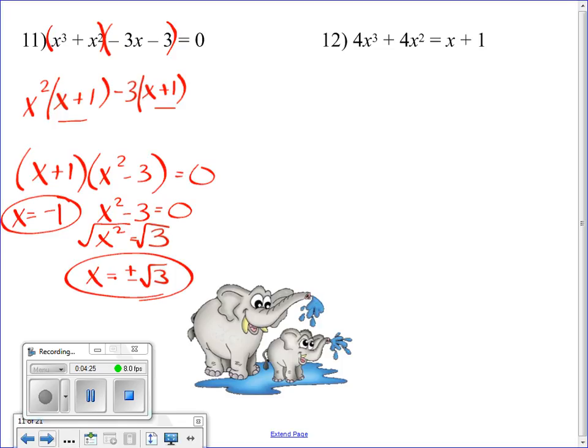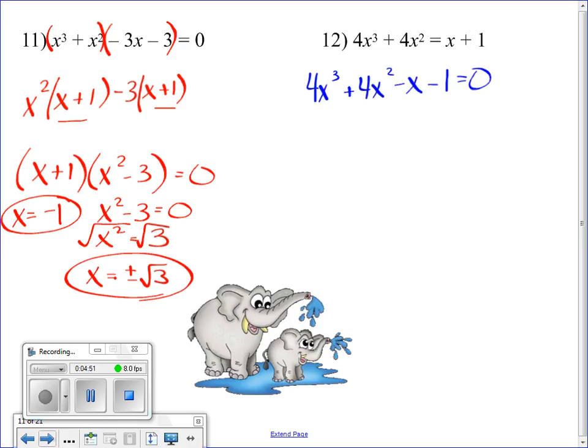All right, so number 12, what do you want to do first? Yep, move it over. It's got to be equal to 0. So 4x cubed plus 4x squared. Are those like terms? Kelsey, are those like terms? Minus x minus 1 equals 0. Just making sure. They're both 4s. Based on your previous logic, I was just trying to make sure.